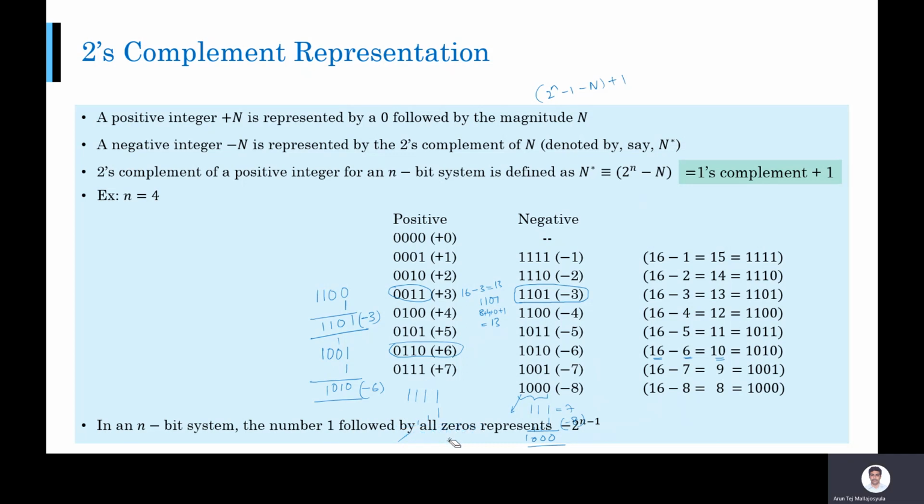Okay, so let me erase all this so that I can read this statement. In an n-bit system, the number 1 followed by all zeros represents minus 2 to the power of n minus 1. For a 4-bit case, it will be minus 2 to the power of 4 minus 1, which will be minus 8. For a 3-bit system, it will be minus 2 to the power of 3 minus 1, which will be minus 4. Okay, and so on. For an 8-bit system, it will be minus 2 to the power of 7.